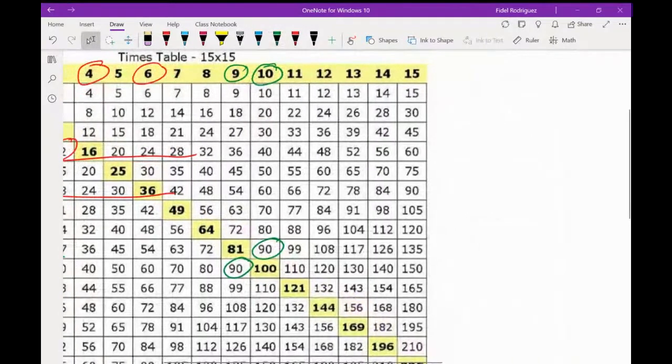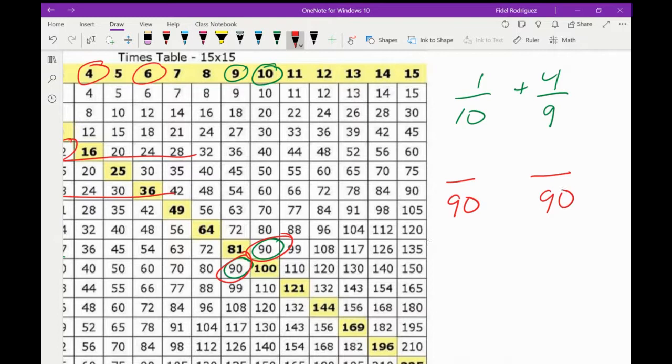So the first thing I'm going to do, guys, is write down the problem that I had: 1 over 10 plus 4 over 9. We found our common denominator, and it ended up being 90. Before, I had the number 10, but now I have 90. So I ask myself, what did I multiply 10 by to get 90? I had to multiply it by 9. If I do the bottom by 9, I've got to do the top by 9 too.